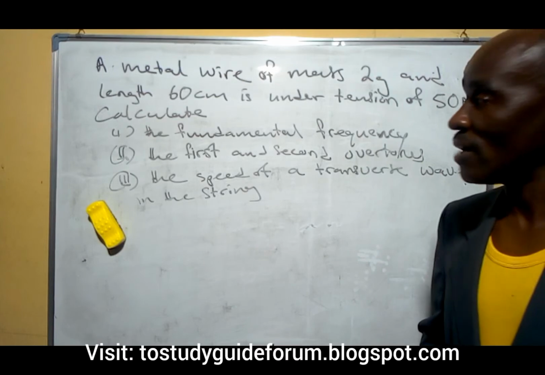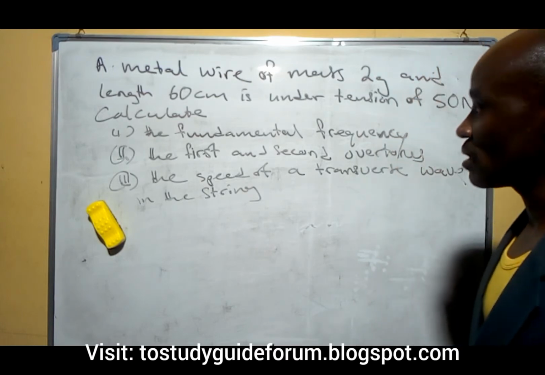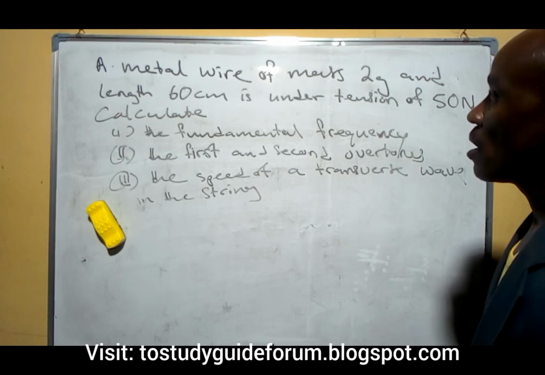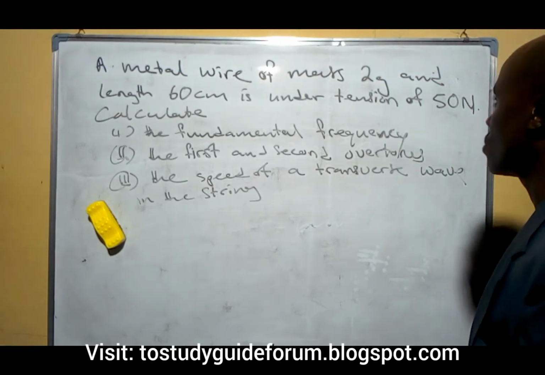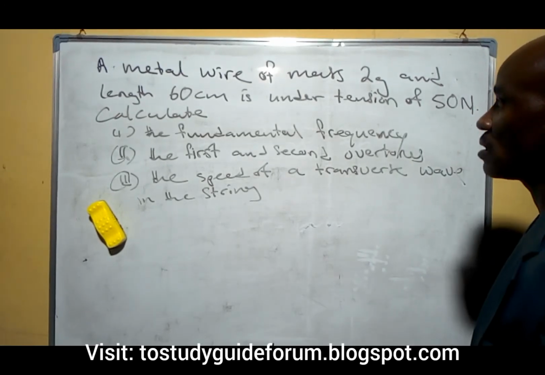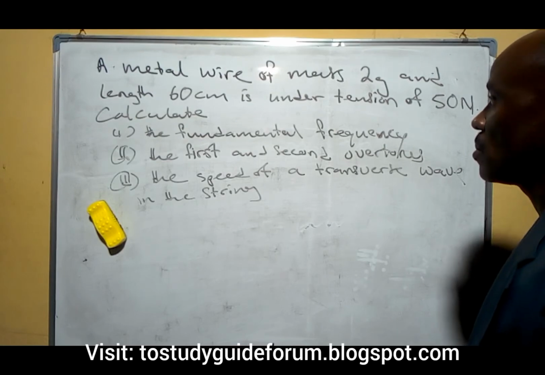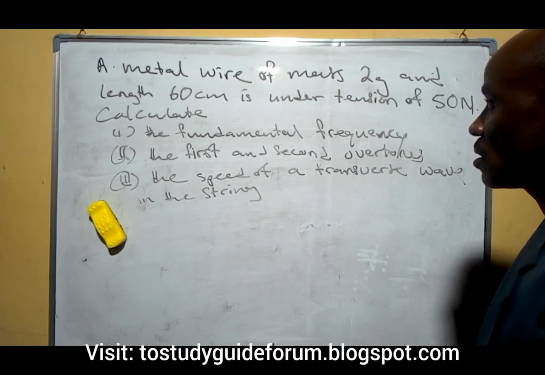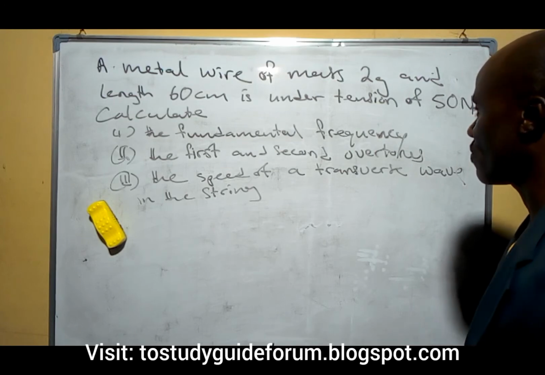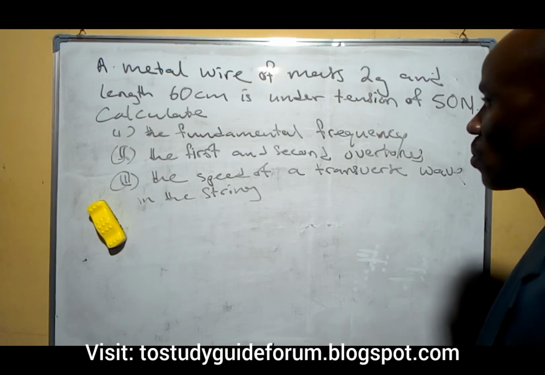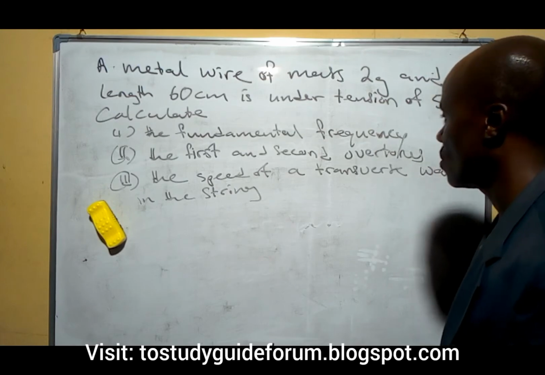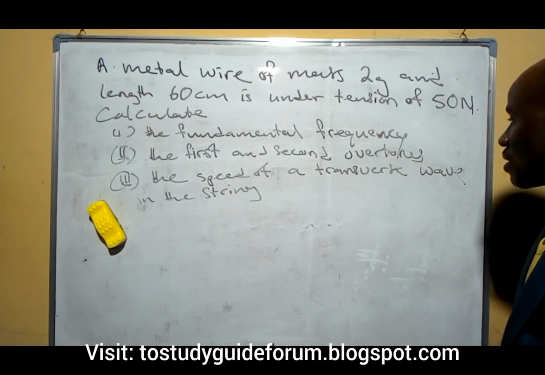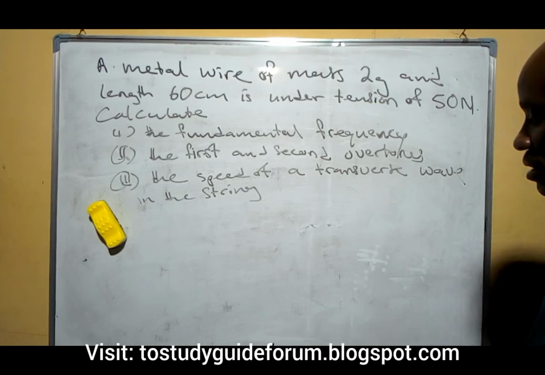So in this case, we have a question we want to look at. This question says the metal wire of a mass 2 grams and length 60 cm is under tension of 50 Newton. Calculate the fundamental frequency. The second question is the first and second overtones. And the last question there is the speed of transverse wave in the string.